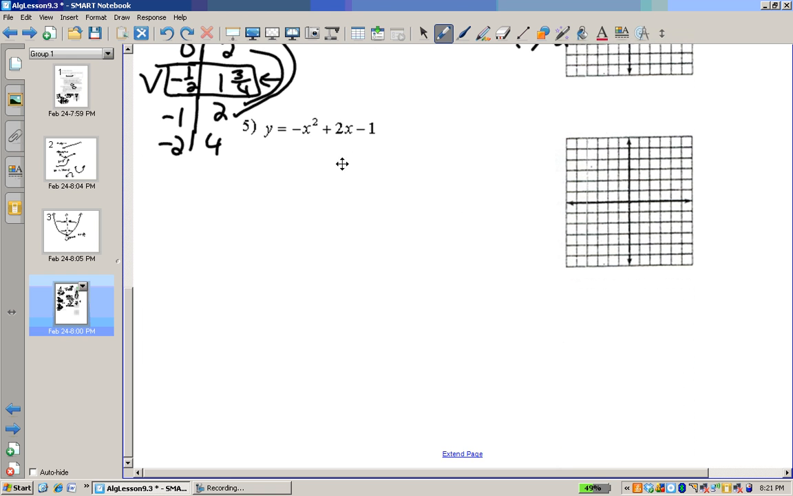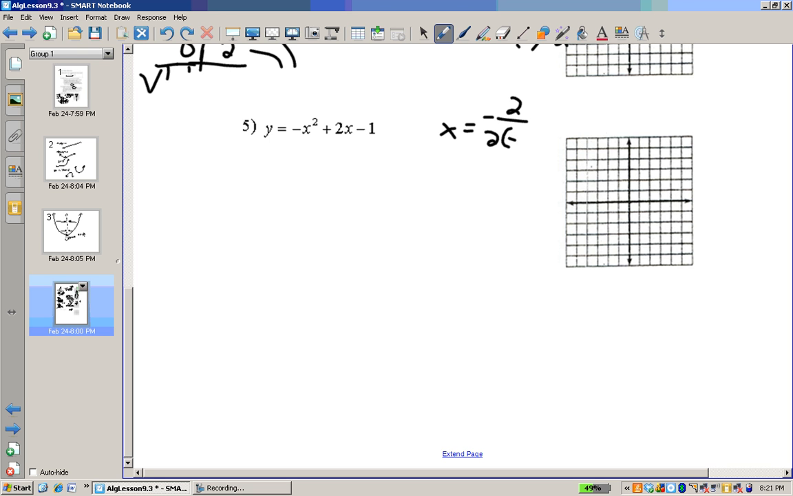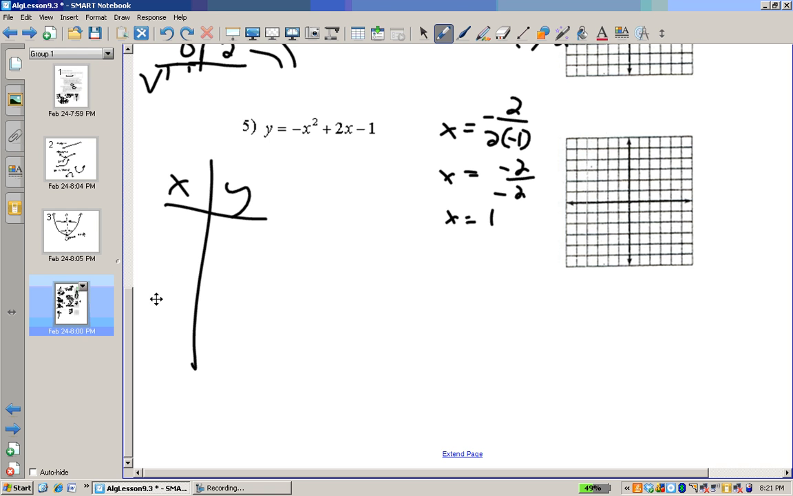One last one. I'd strongly encourage you to pause the video. Try to see if you can do it on your own. Let's see how you did. X equals the opposite of b over 2a. Negative 2 divided by negative 2 is 1. So my vertex will be centered at 1. And we're going to go up 1, up 2, down 1, down 2.